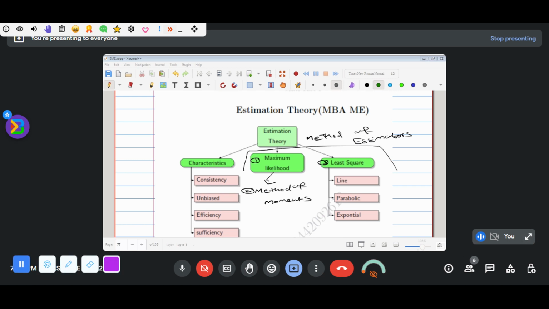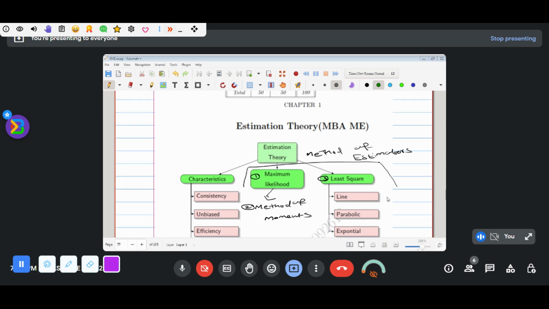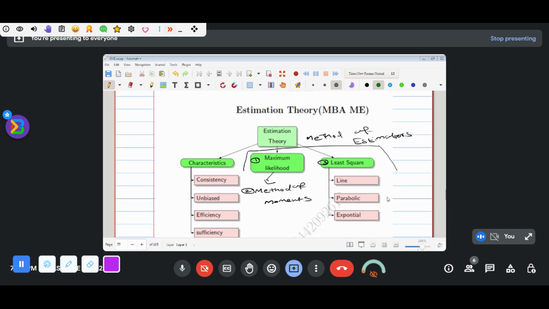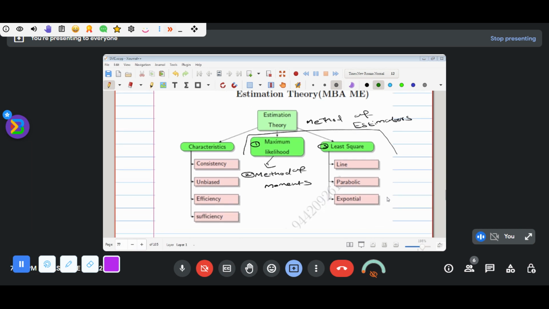So, okay, this is Unit 1, estimation theory. The topic is estimation theory, and there is a table format that contains two types. One is characteristics of the estimator and the next one is methods of estimation. Okay, so there are two types: characteristics of the estimator and methods of the estimator.